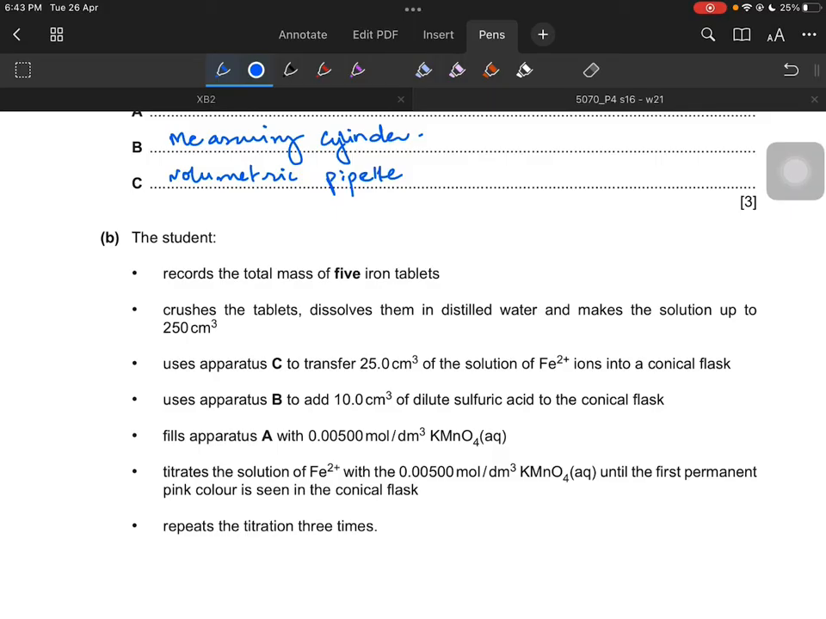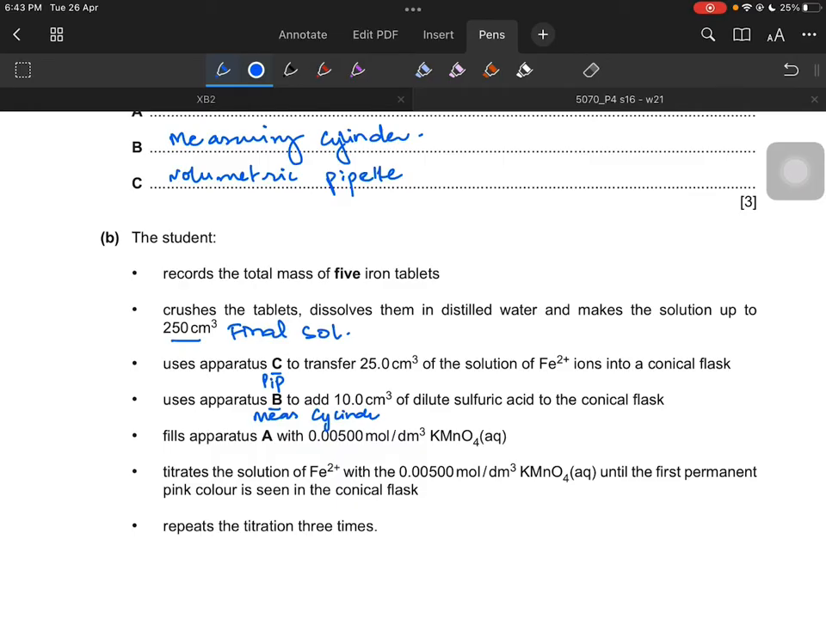Now let's see. The student records the total mass of the 5 iron tablets, crushes the tablets, dissolves them in distilled water, and makes the solution up to 250 centimeter cube. So this is the final solution. Uses apparatus C, the pipette, to transfer 25.0 centimeter cube of the solution of iron 2 ions into a conical flask. Uses apparatus B, which is a measuring cylinder, to add 10.0 centimeter cube of dilute sulfuric acid to the conical flask.